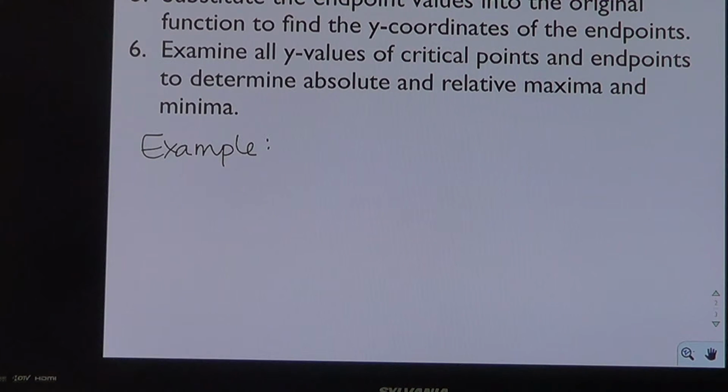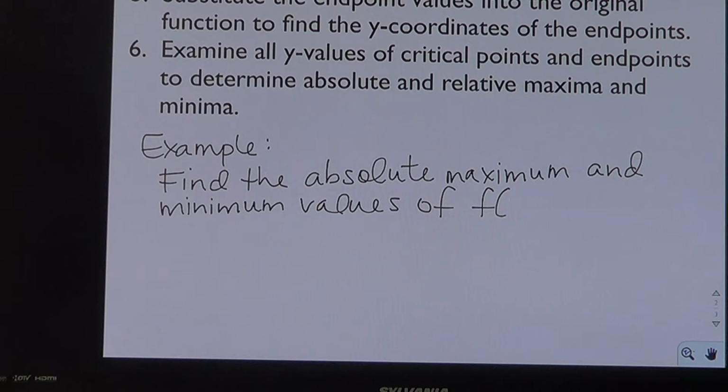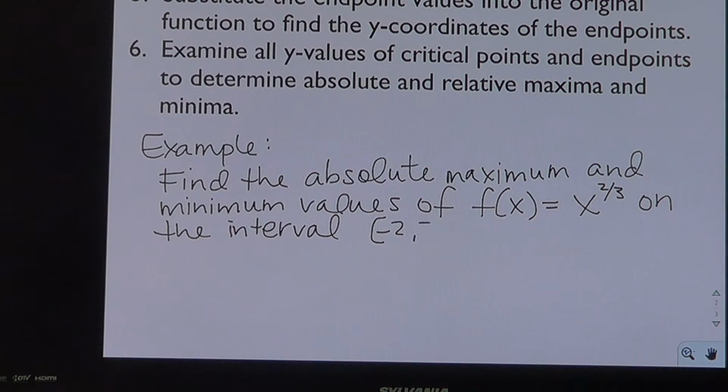Okay, find the absolute maximum and minimum values of f of x equals x to the 2/3 on the interval -2 to 3.